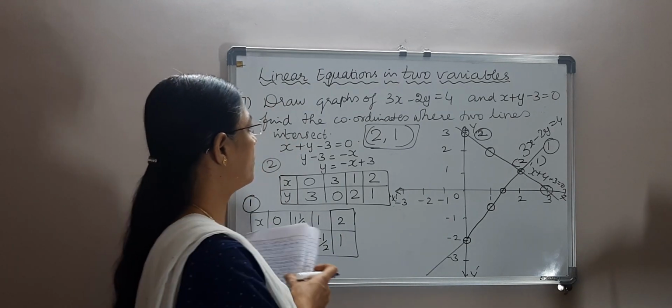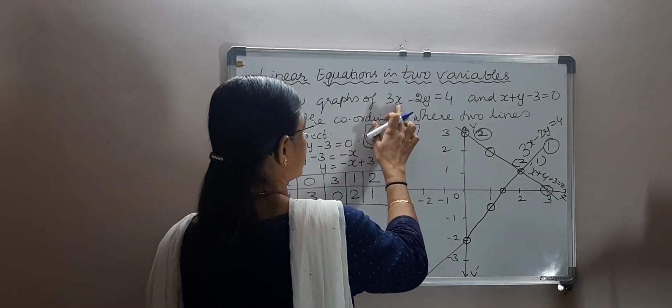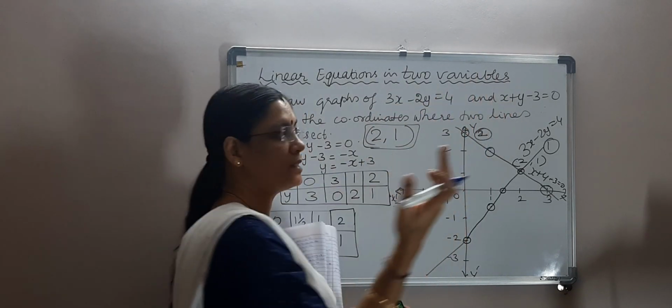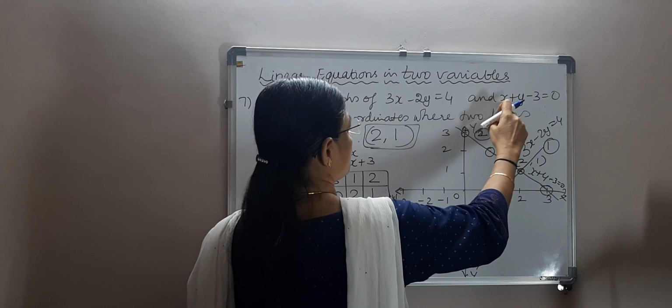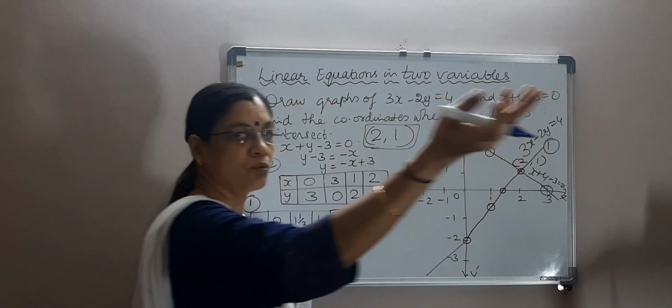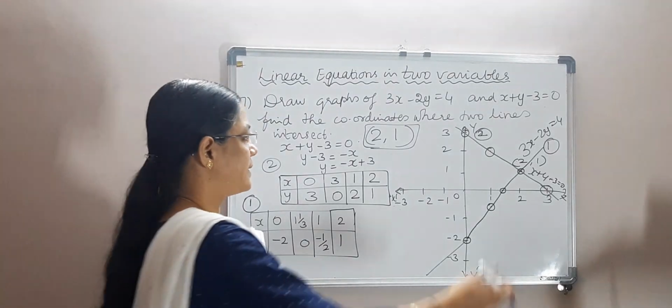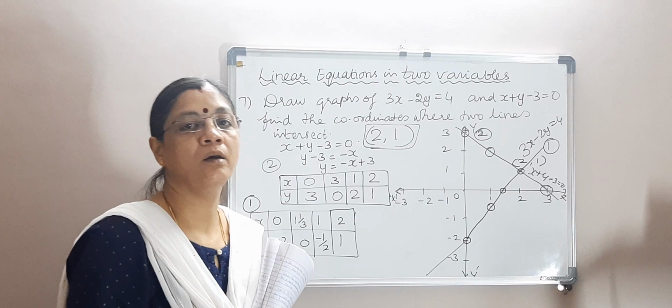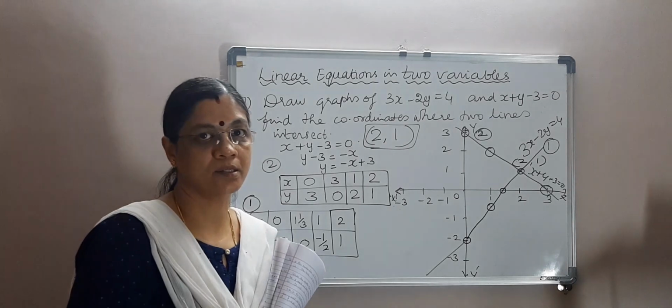Okay. So when you substitute 2 here, 6, and when you substitute 1 here, so 6 minus 2 is 4, isn't it? Likewise, when you substitute 2 here and 1 here, 2 plus 1 is 3, 3 minus 3 is 0. So you have got the same single point, which is 2, 1, which is the solution of the two lines. Do you understand?